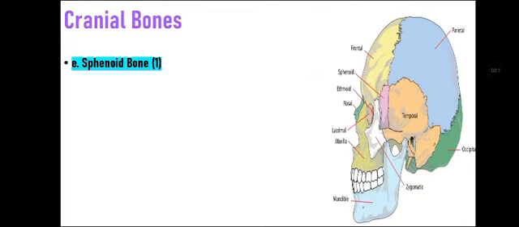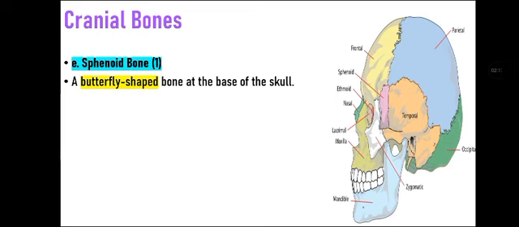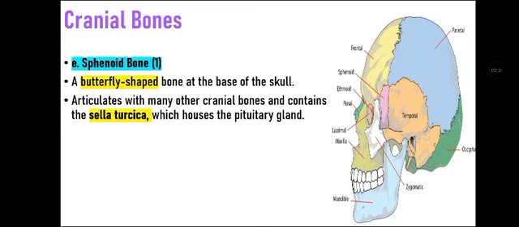Next in cranial bones we have the sphenoid bone, that is a single bone, and here in the diagram it is shown in pink color. It is a butterfly shaped bone at the base of the skull. It articulates with many other cranial bones and contains the sella turcica, which houses the pituitary gland.